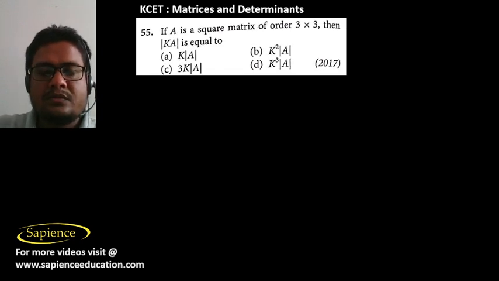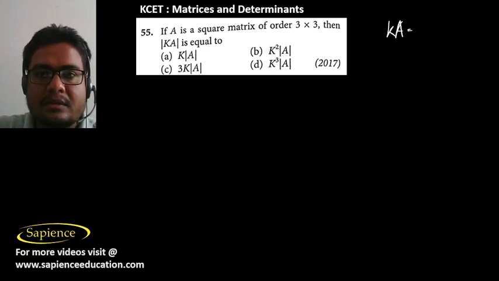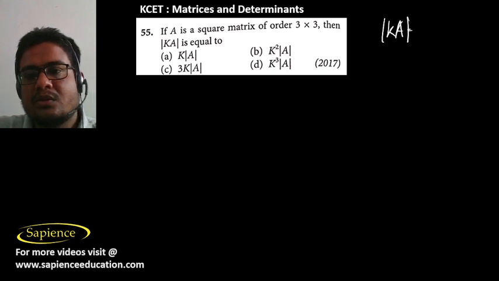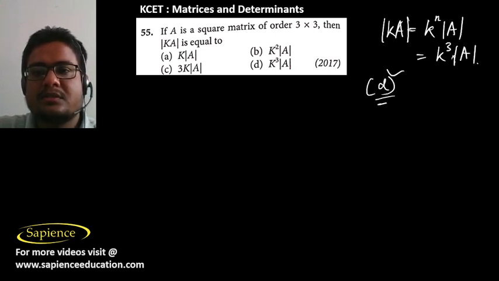Then in question number 55, it is told if A is a square matrix of the order 3, then the determinant of kA will be how much? So the determinant of kA will be k power n times the determinant of A, where n is the order of the matrix A, which is 3. So it will be k power 3 into the determinant of A. So option D is the correct answer.